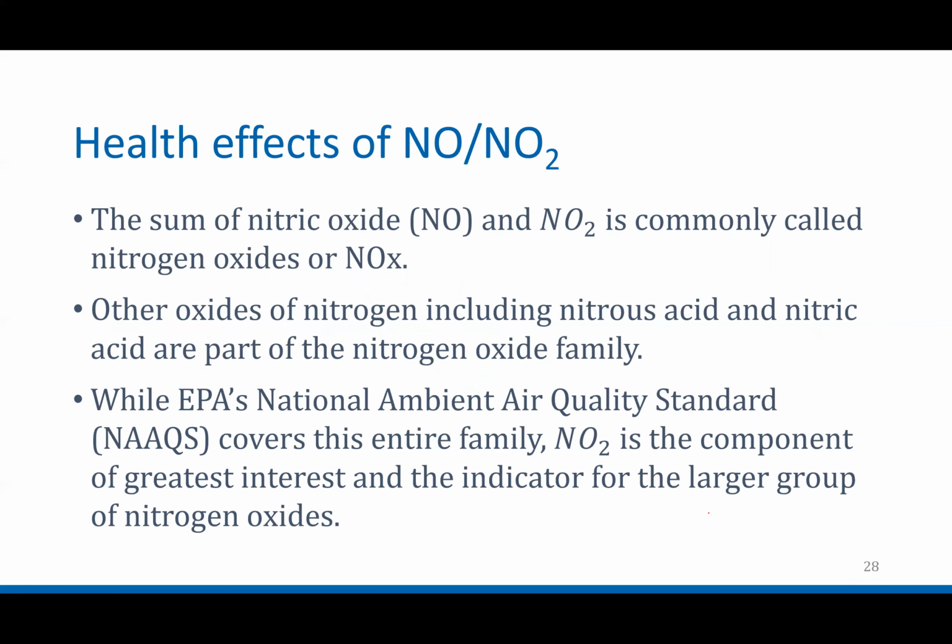So nitric oxide or nitrogen monoxide, excuse me, and nitrogen dioxide, the sum of them, they usually just call nitrous oxides, or NOx is an abbreviation for that. There are other oxides, of course. There's nitrous acid, nitric acid. There's a lot in the nitrogen oxide family, we'll call it. But looking at the EPA's website, it covers the entire family, and NO2, nitrogen dioxide, being the most important, or it says here, the component of greatest interest and the indicator for the larger group.